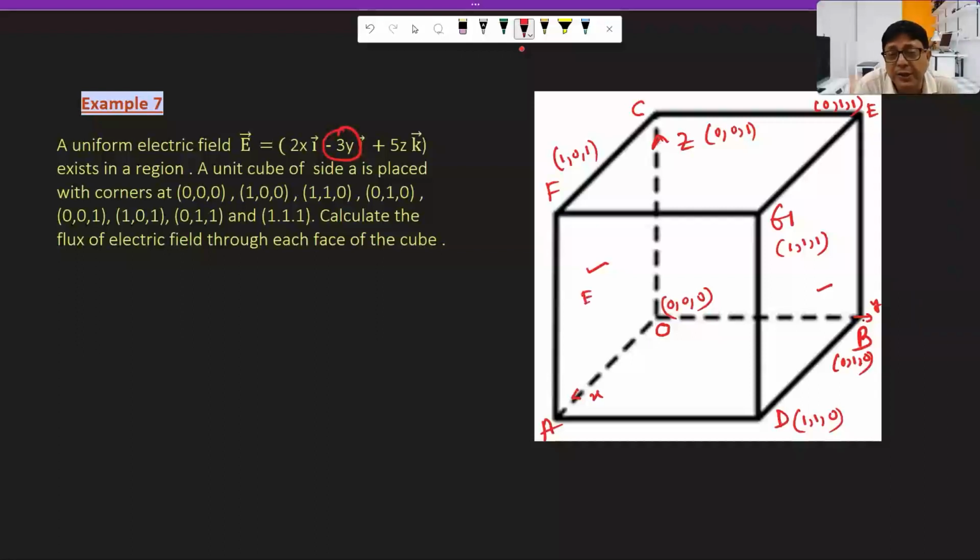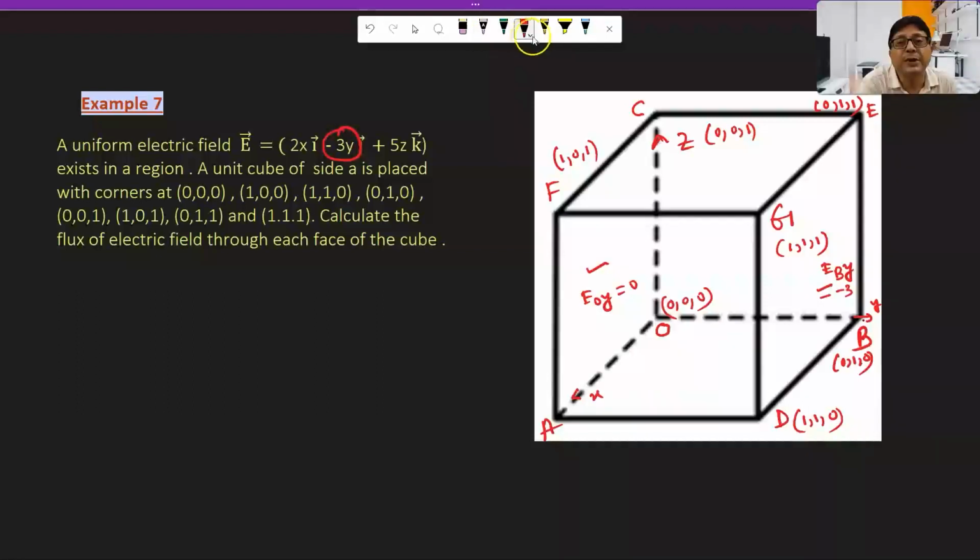So here EOY equal to 0. But electric field at P along y-axis is not 0. What is its value? Minus 3y. What is the value of y here? That is 3 into 1. It is minus 3. So here EBY is minus 3.